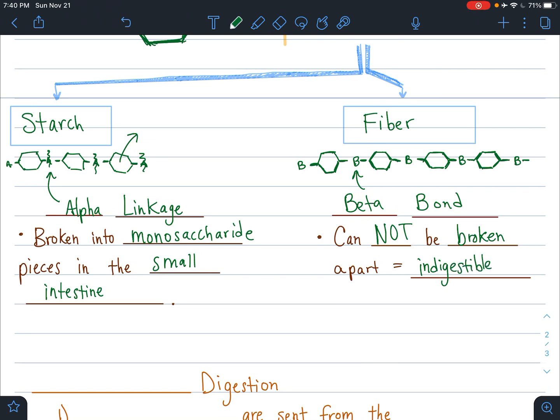And if we can't break it apart and use each of those monosaccharides for our cellular energy, then our body just goes ahead and converts that into our poop. So fiber, a diet high in fiber, actually helps you stay regular, because that's just a bunch of stuff that our body can't digest, and so we send it out in our excretion.